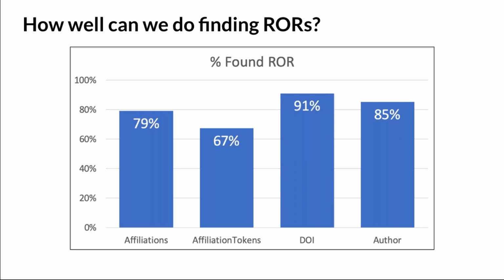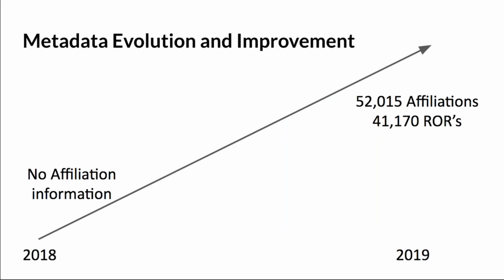And we got some ROR for 85% of the authors. So what did you say, 90,000 researchers? Out of those 90,000, we now have identifiers for about 85% of them.